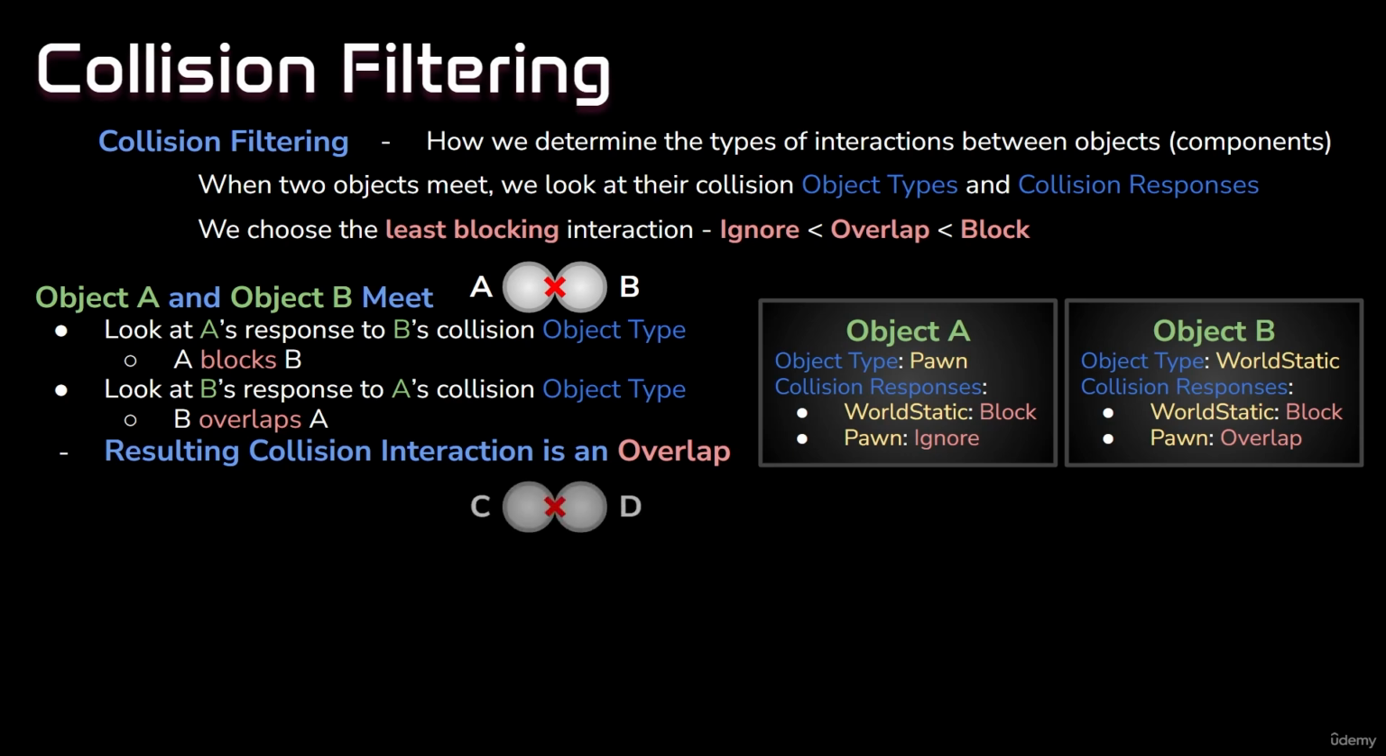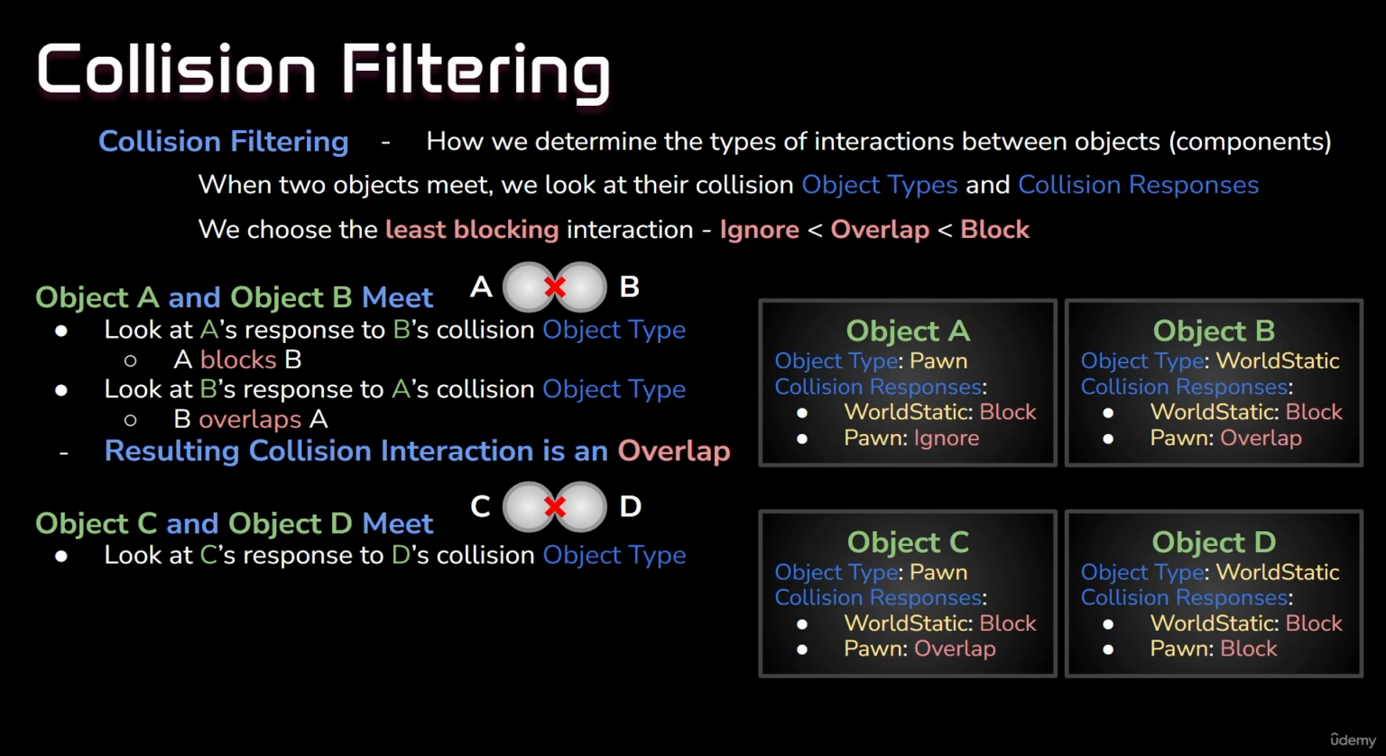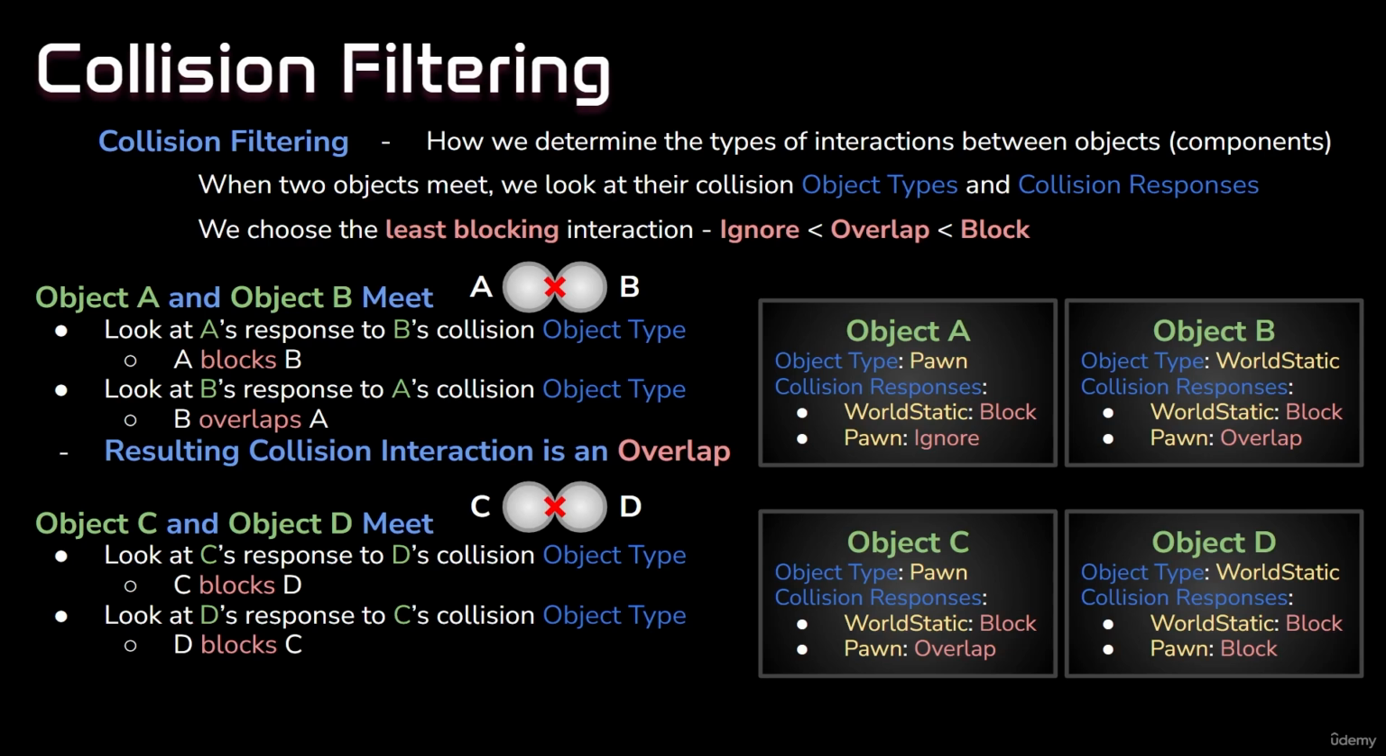Let's look at another example. We have object C and object D, and here is a simplified version of their collision profiles. So when object C and object D meet, we first look at object C's response to object D's collision object type. D is world static, and C has the response of block against world static. So C's collision response to D is block. Next, we look at D's response to C's collision object type. C has collision object type pawn, and D has a block response to pawn. So D's collision response to C is block. These are both block, so the resulting collision interaction is a block.